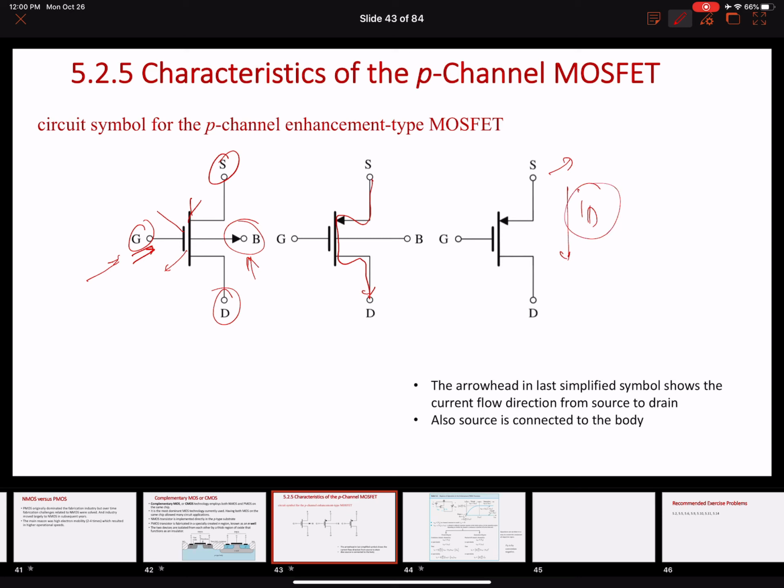Again, two things to remember here. One is wherever the arrow appears, that's the source terminal, and the direction of the arrow tells you the direction of the current and whether it's a PMOS or an NMOS. For an NMOS, the arrow on the source terminal is outward because the current flows from the drain to the source. In a PMOS, the current flows from the source to the drain, so the arrow is inward.